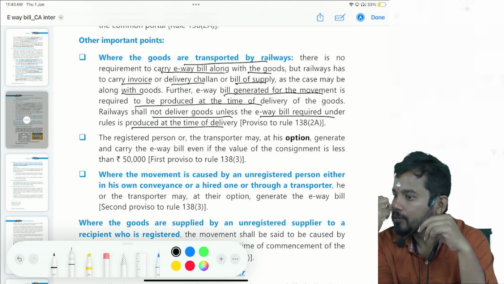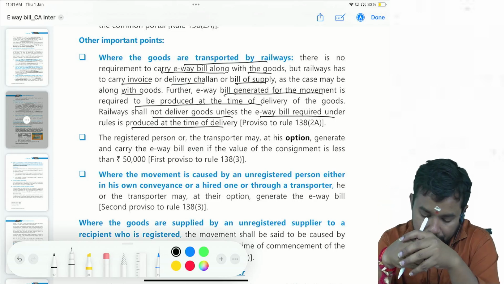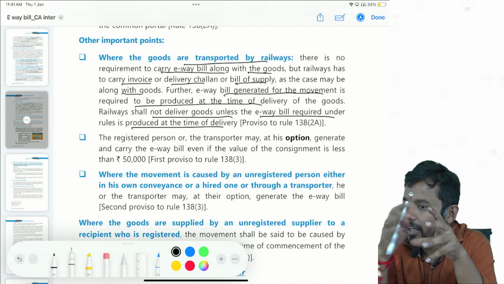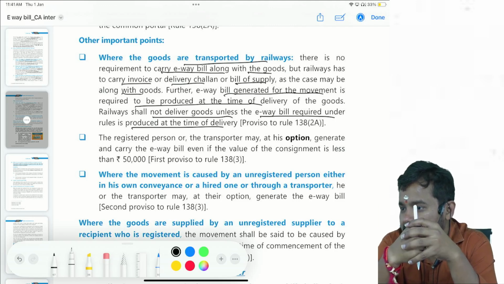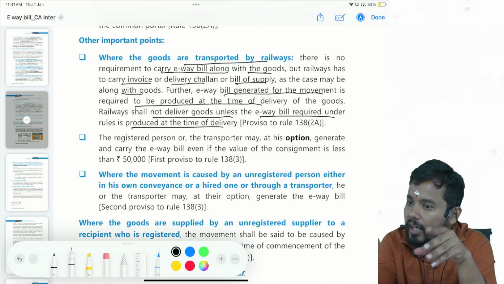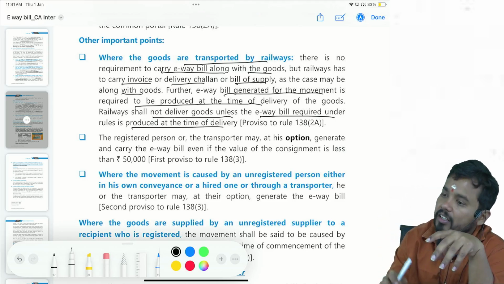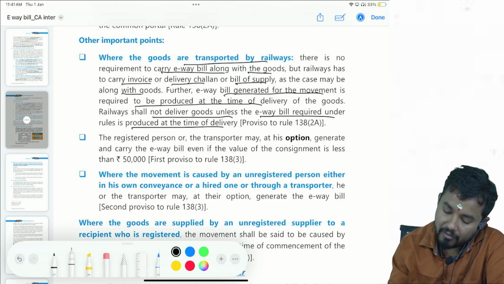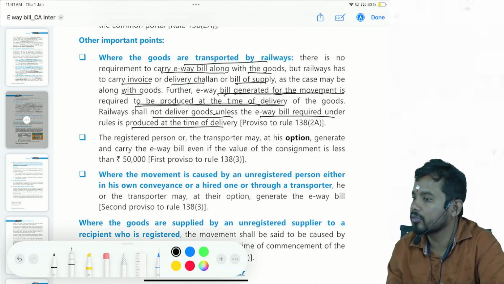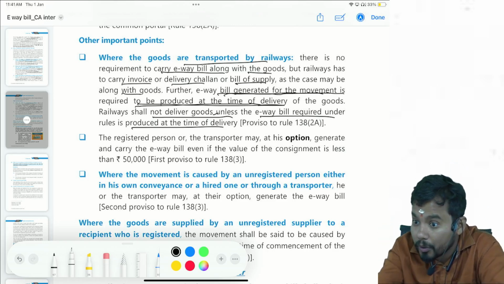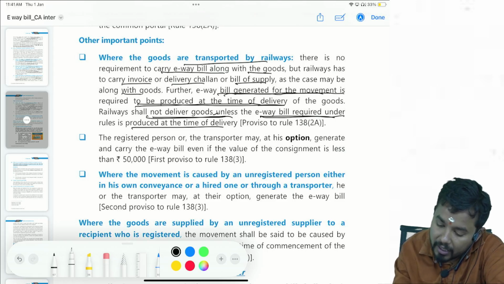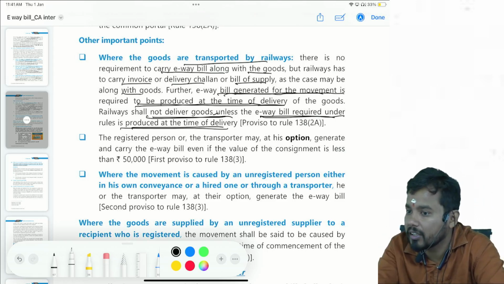What are they saying? For the railway, there is no requirement to carry the e-way bill along with the goods. You need not give this e-way bill that you have generated to the train guard and all. But the railways has to carry the invoice or delivery challan or bill of supply. Okay, that we will provide. But what is the use of the e-way bill here then? Further, the e-way bill generated for the movement is required to be produced at the time of delivery of the goods. Railway shall not deliver the goods unless the e-way bill required under the rules is produced at the time of delivery.